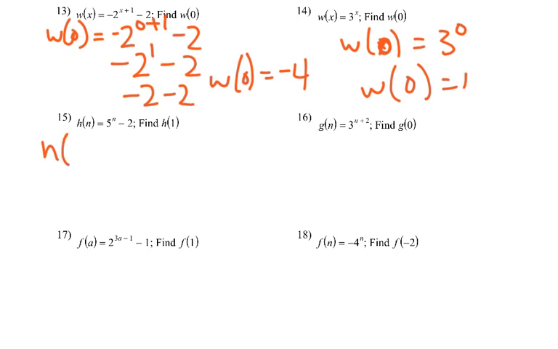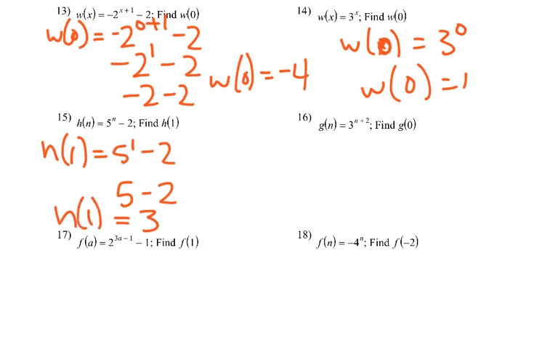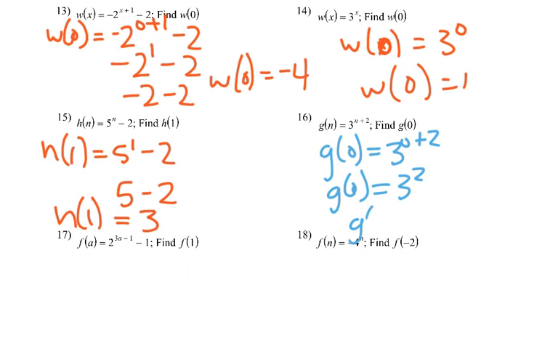15, h of 1 equals 5 to the 1 minus 2. 5 to the 1 is 5. Minus 2 gives us not 7, 3. So h of 1 equals 3. Okay, number 16, g of 0, and these are all exponential, aren't they? 3 to the 0 plus 2 is 3 squared. 3 squared is 9, so g of 0 equals 9. So again, input of 0 gives me an output of 9.